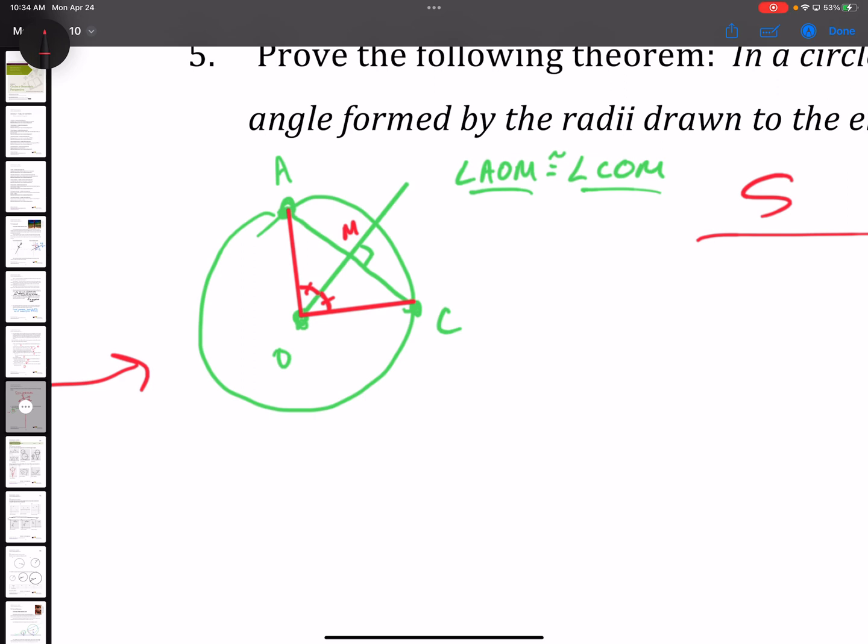Okay, so here's what we're trying to prove up here in green writing: that angle AOM is congruent to angle COM. Now, how can we prove angle congruence? By using triangle congruence, right?